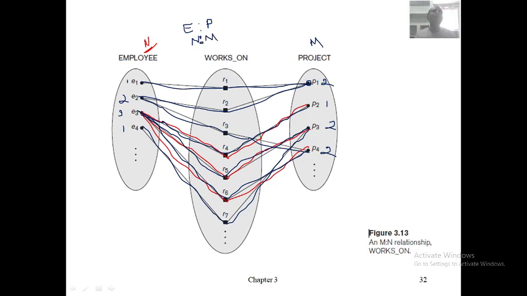N and m, these two are integer numbers. Got it? N can be 2, n can be 1, or n can be any value. Similarly m is also 1, 2, 3, 4, anything. Got it? Is n to m understood, all of you? Yes, sir. Okay, sir.